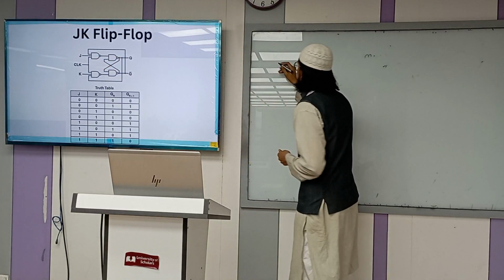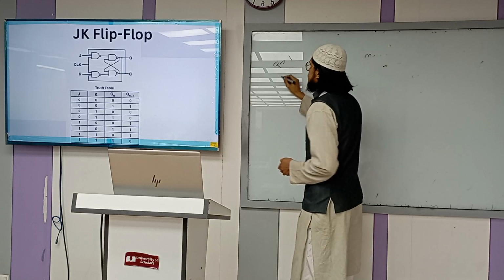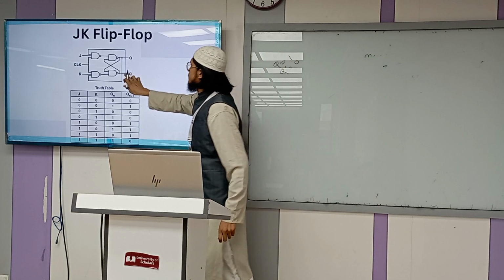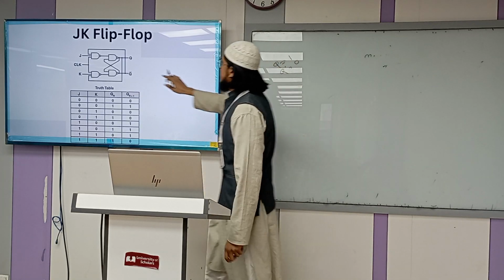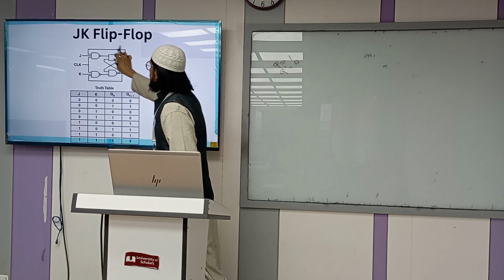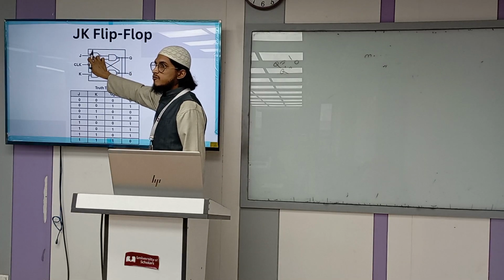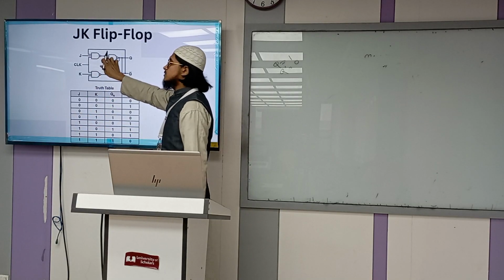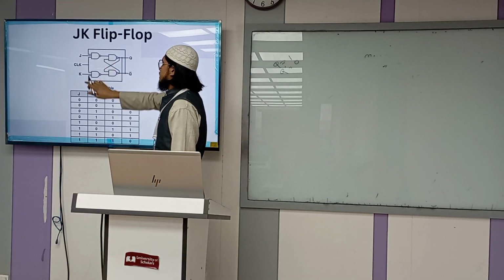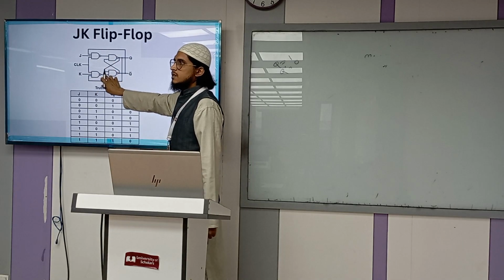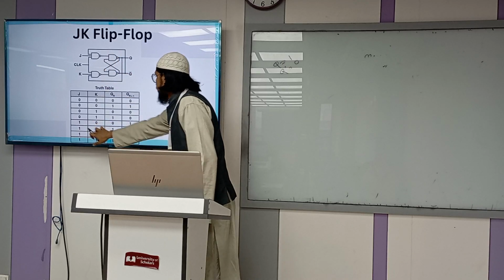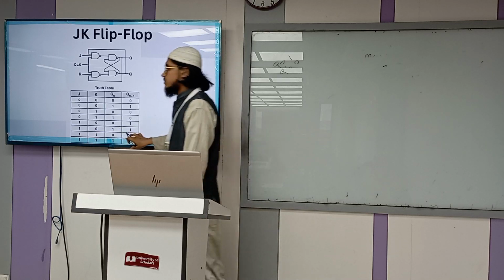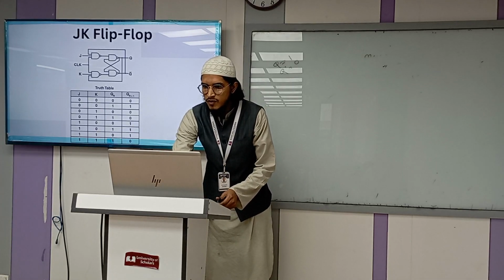Let's assume if Q equals 1, then Q prime must be 0. So from this we can see I applied 1 here and Q prime equals 0, so here I get 0. And from the NAND gate truth table we know if any input is 0, it gives the output 1. So we have 1 and here we have 0, and we get the output as 1 in both situations. So this is the JK flip-flop.